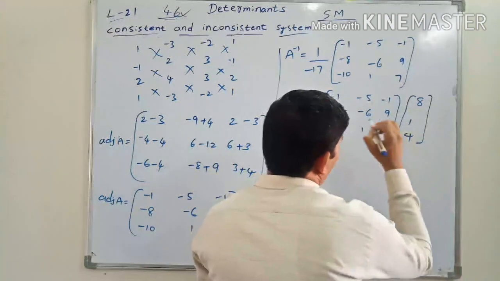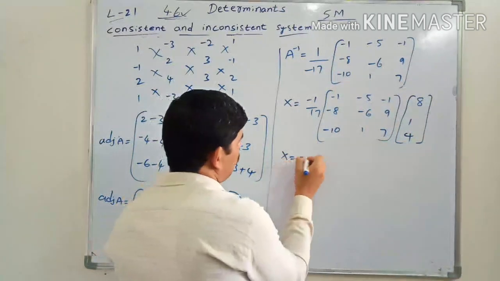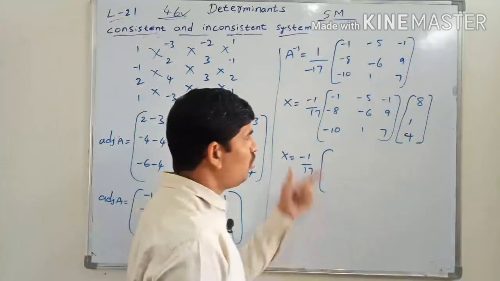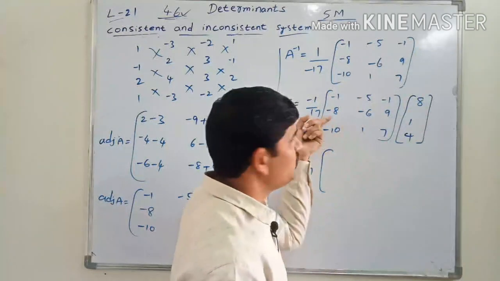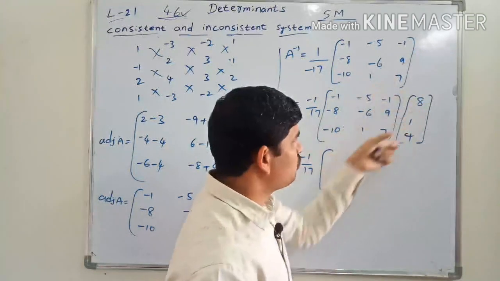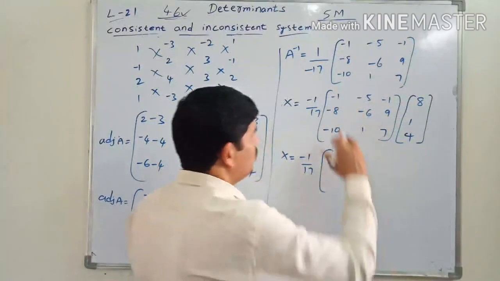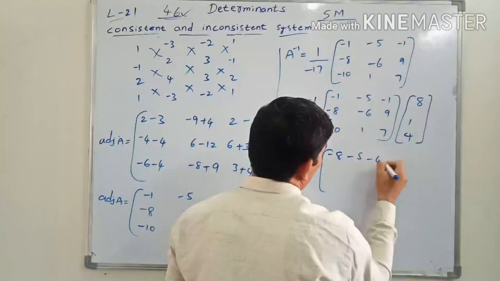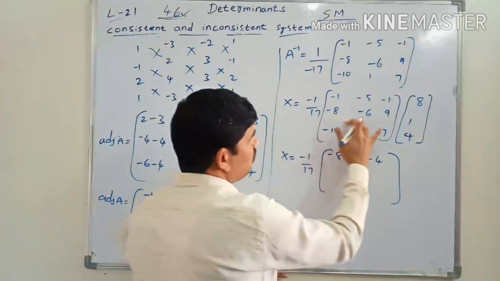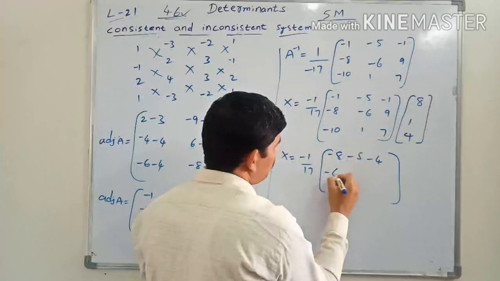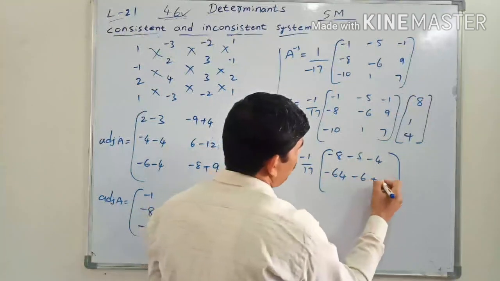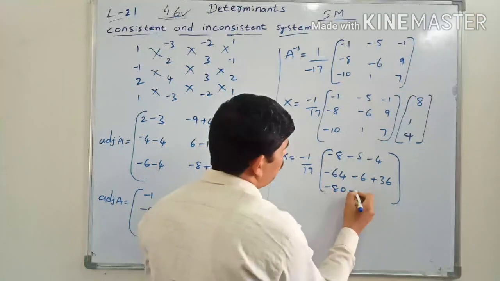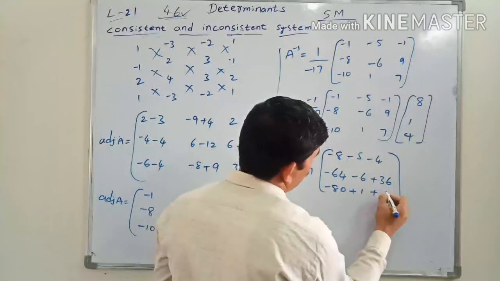Okay, after this x is equal to minus 1 by 17 into, we have to multiply these two matrices. We know how to multiply: first row first column, again second row first column, again third row first column. Minus 1 into 8 is minus 8, next minus 5, minus 4. Okay, completed. Again second row, minus 64, 8 into 8 is 64, minus 6, 9 4 is 36. Again minus 10 into 8 is minus 80, plus 1, next 7 4 is 28.